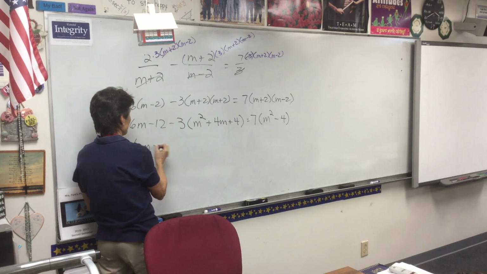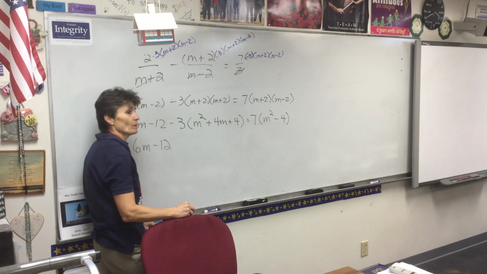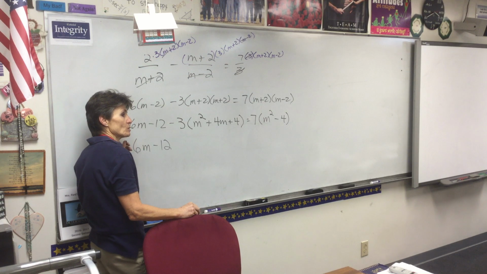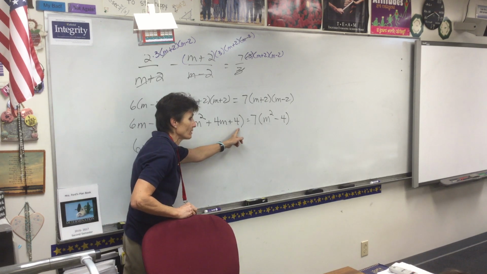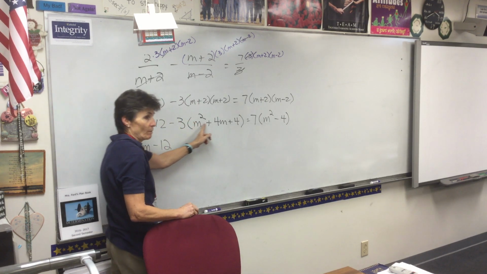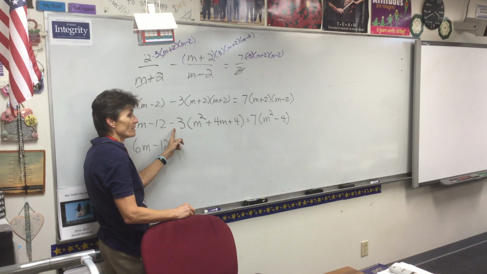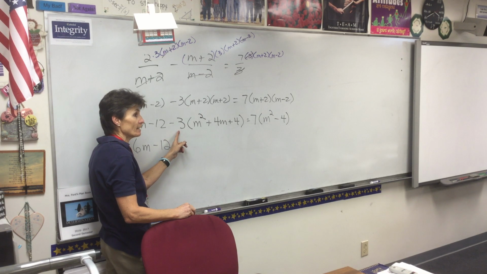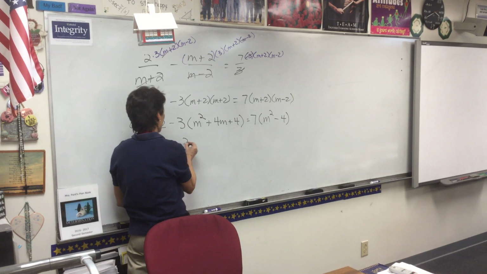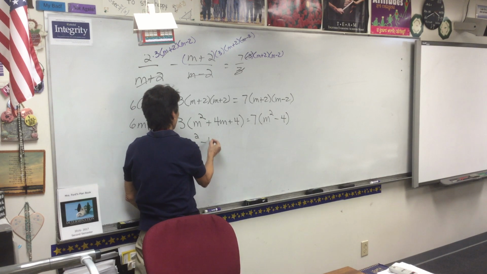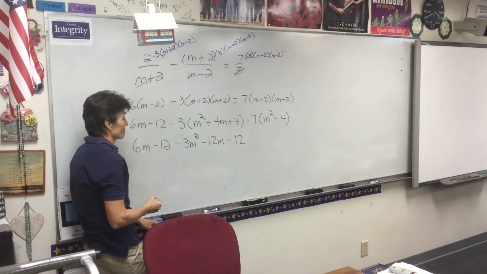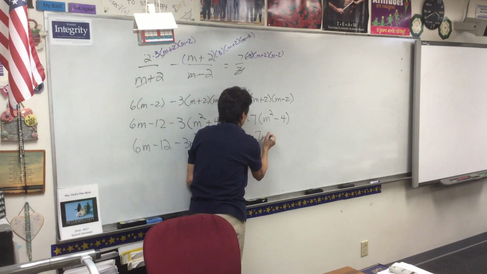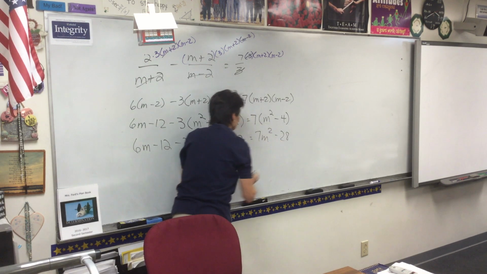Now I'll do my distributive. And I want to be really, really careful. This was actually a quiz question last year. I remember it, an actual quiz question. And kids were not careful here. You know what I'm warning you about, right? You're distributing the negative 3. So this is going to be minus 3m squared minus 12m minus 12 equals 7m squared minus 28.